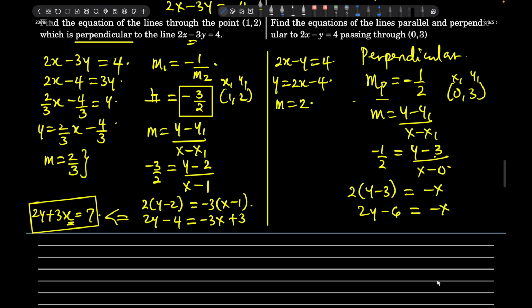You can leave it like this, or if you don't like, you can bring the minus x to come and meet 2y. So you have 2y plus x equals to, and I take the minus 6 to this side, 6. So that's it.